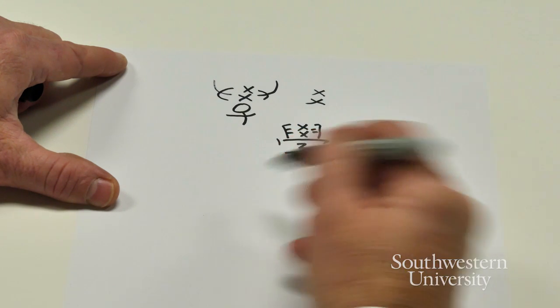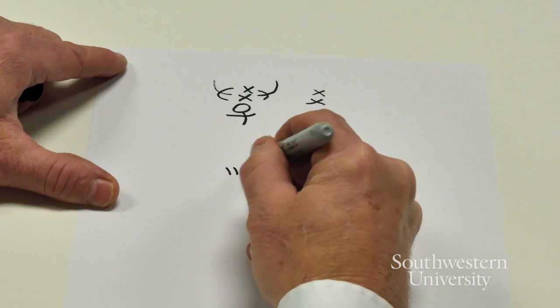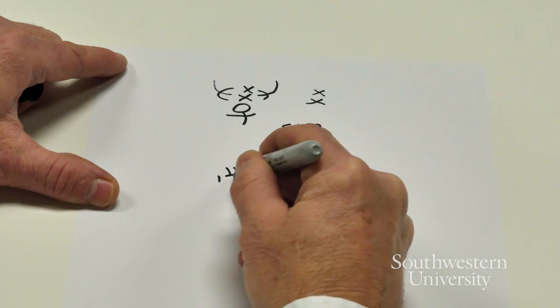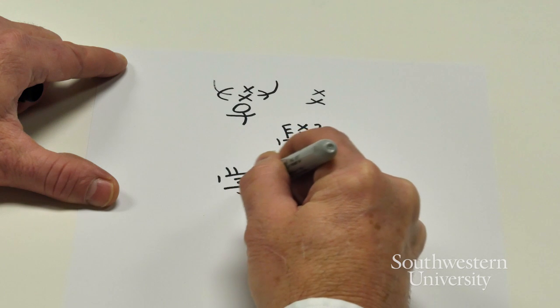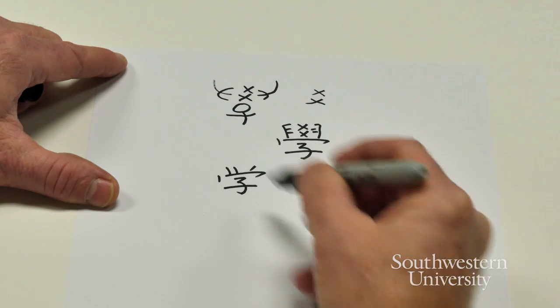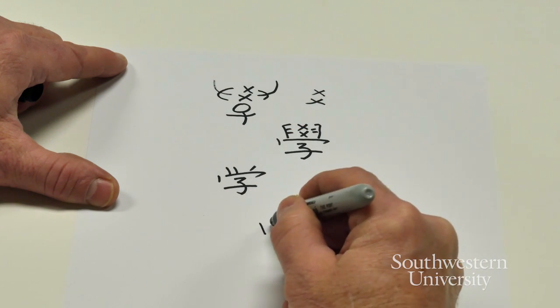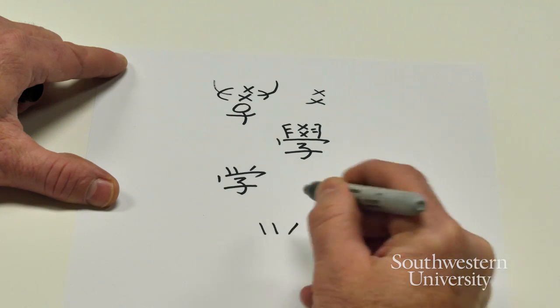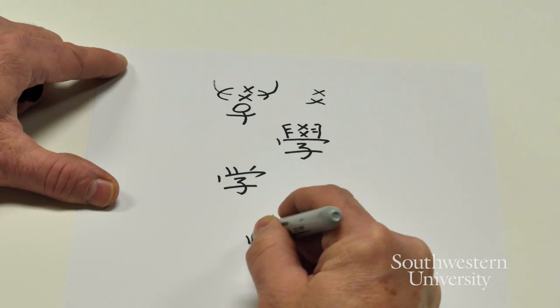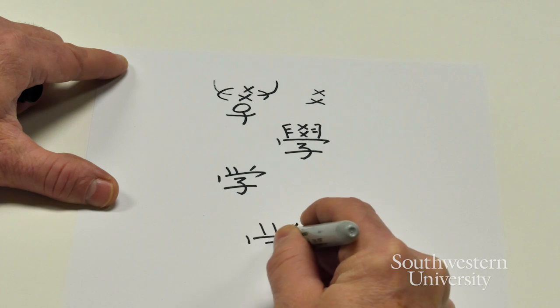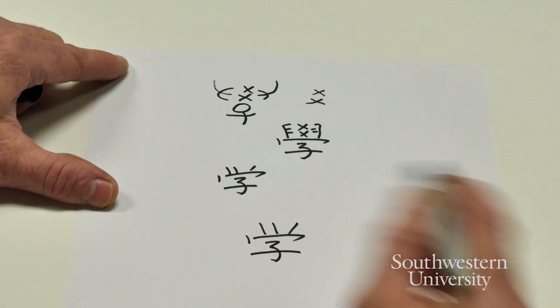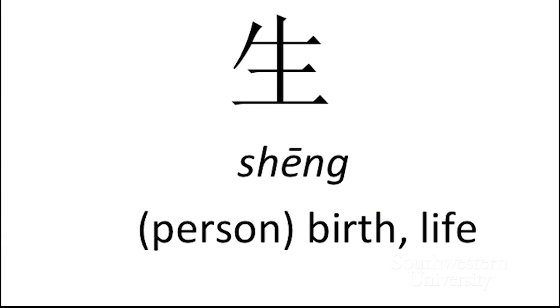In simplified characters, it's written like this. And we'll go over this again in a second to show you the stroke order. So all the top part is reduced to three strokes. Two leaning one way, another leaning the other way, the roof-looking thing, and then the child. Xue, to learn.